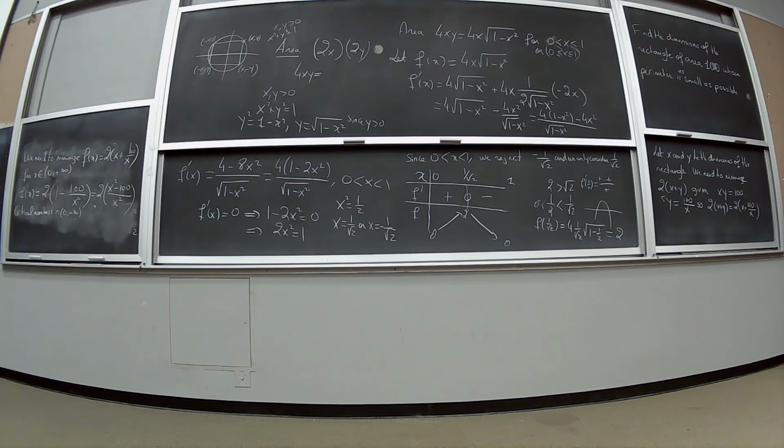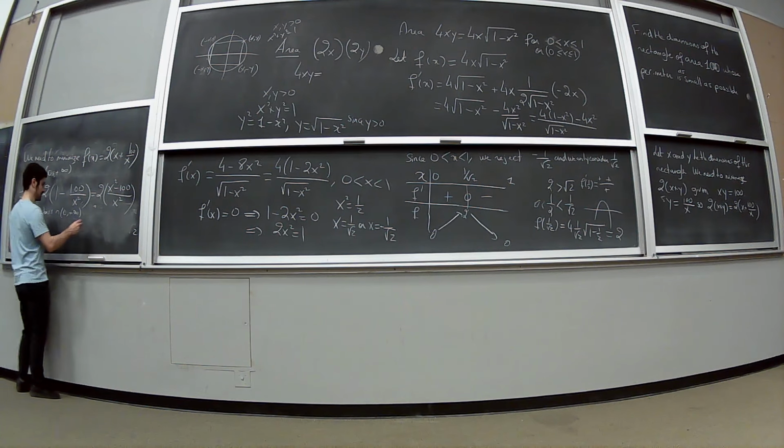Who wants to answer? Yes? Plus or minus 10. Plus or minus 10, very good in general. Now, are both of them valid? Oh, not x equal to minus 10. So the critical number in 0 to infinity is only 10. Very good. In 0 to infinity, 10.